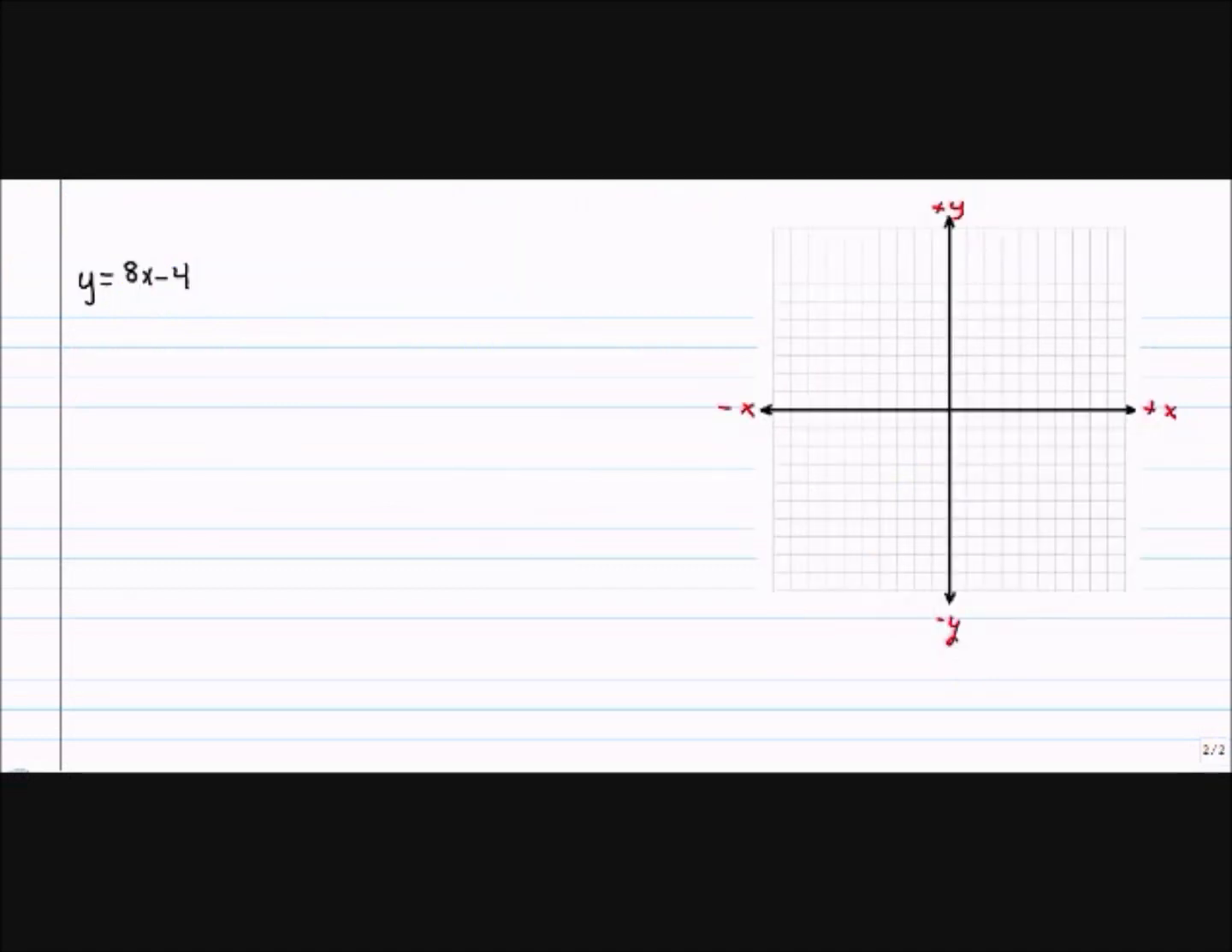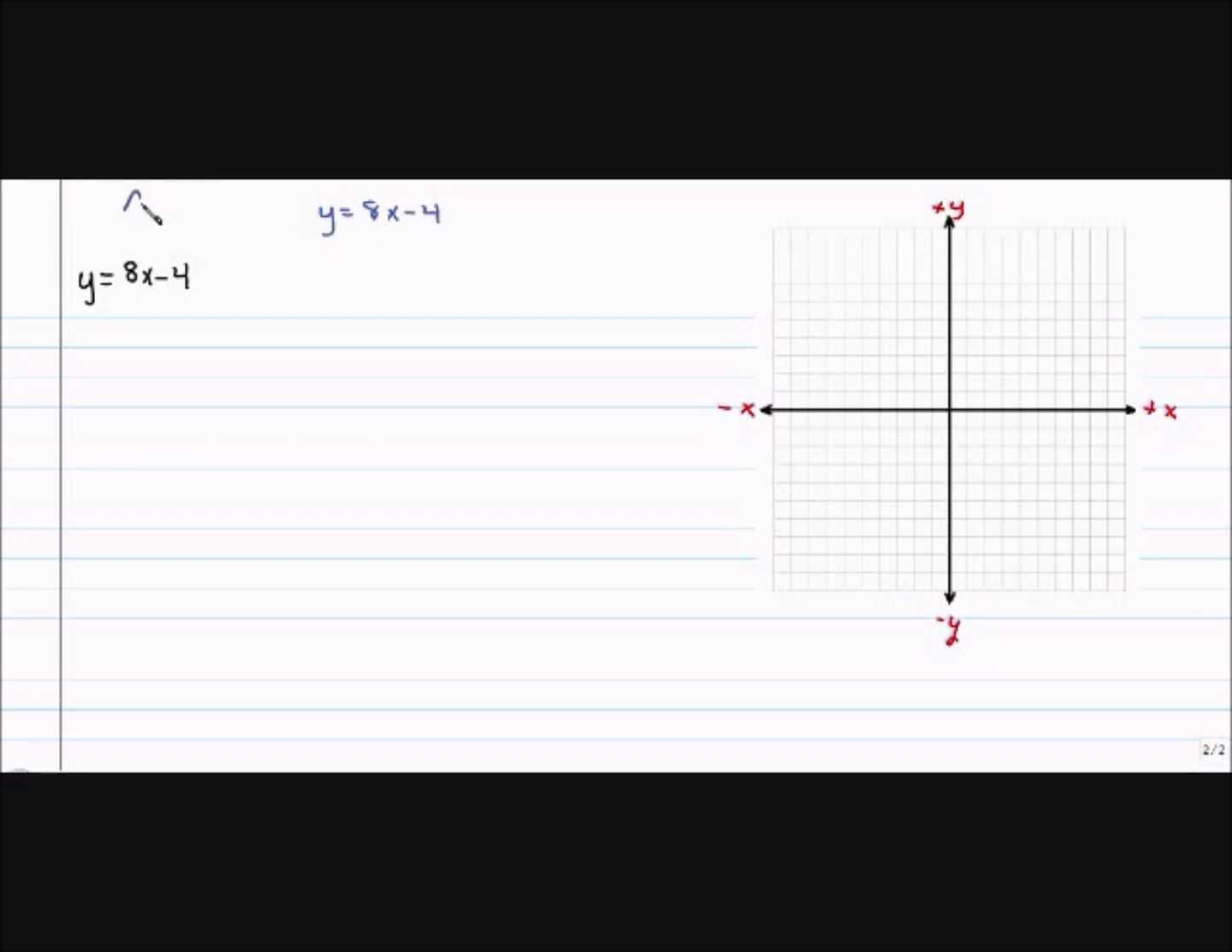Let's take a look at this example. Y equals 8x minus 4. Is it linear? Well, I have a y, I have an x, and I have a number with no variable. Yes, it is linear. Can I put it in standard form? Sure can. Let's say y equals 8x minus 4.